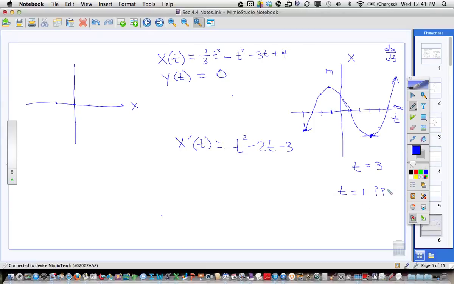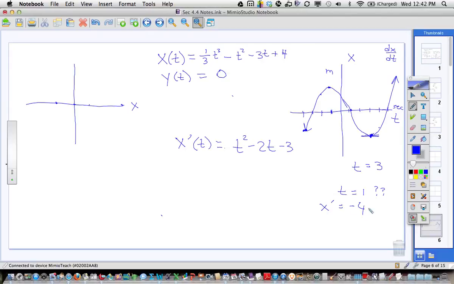Let's pretend we were back in the one-dimensional motion equation. So we just had this equation right here. How fast is it moving? Well, that'd be the slope, right? So we would do the derivative and we'd plug in a 1. So you go ahead and plug in a 1 here. And what do we get? We get 1 minus 2 is negative 1, minus 3, negative 4. So we get x prime equals negative 4.